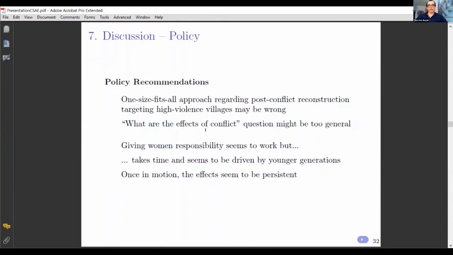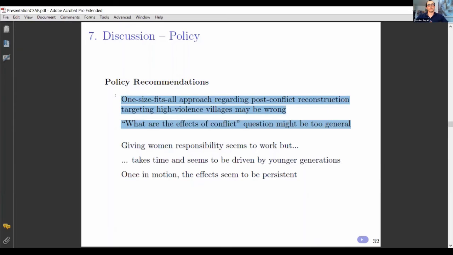And so to finish, policy recommendations: obviously, don't kill all the men. A more positive takeaway would be that giving women responsibility seems to work. I shouldn't write seems to work, I should just write works. It takes time, seems to be driven by younger generations. However, once in motion, the effects seem to be persistent. And so, since this is a conflict lecture or seminar, from a more conflict perspective, one of the takeaways might be that a one-size-fits-all approach to post-conflict reconstruction might be highly misleading, right?